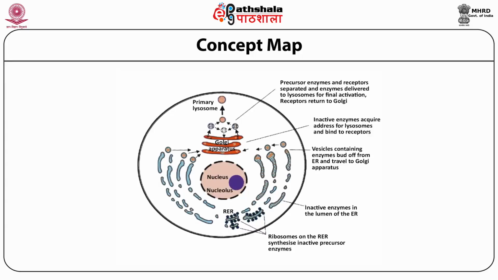The concept map of a cell. This picture represents a cell with different organelles, and especially because we are focusing on the lysosomes, we can see here the primary lysosomes, the nucleus, nucleolus, Golgi apparatus, rough endoplasmic reticulum, and smooth endoplasmic reticulum. We can see here the precursor enzymes and the receptor separated, and the enzyme delivered to the lysosome for final activation, and then receptors return to the Golgi. The inactive enzyme acquires an address for lysosomes and binds to the receptors. These vesicles containing enzymes bud off from the endoplasmic reticulum and travel to the Golgi apparatus.